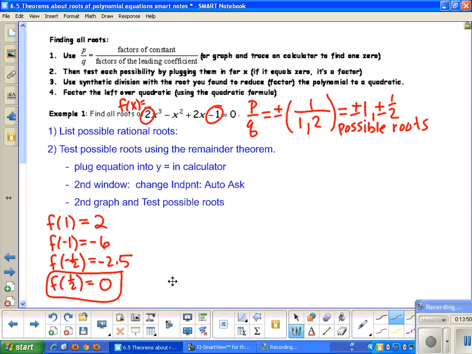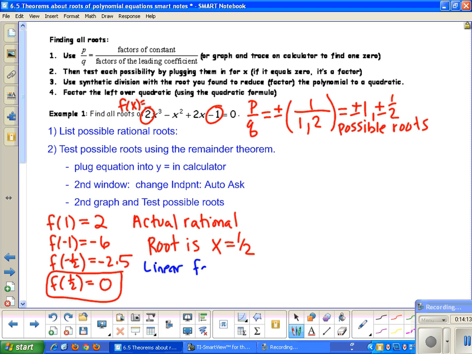So then I'm going to write down the actual rational root is x equals 1/2. Now remember that we also like to be able to write these as linear factors. So if I write the 1/2 as a linear factor, I have to write the x in it. So if I go backwards and take the 1/2 to the other side, we'd have x minus 1/2. And that would be the linear factor.